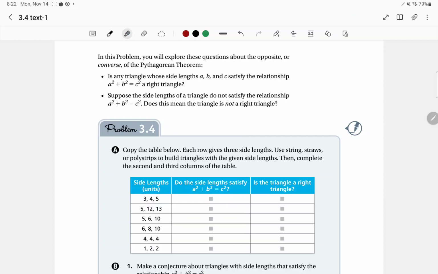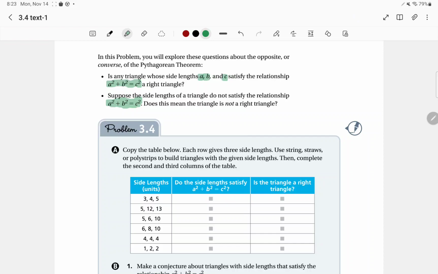Question number 1 is, if you have a triangle whose lengths a, b, and c satisfy that relationship, is it always and forever a right triangle? We're going to be looking at that question. And then suppose the side lengths of a triangle do not satisfy this relationship. Does that mean there's no possible way that it can be a right triangle? We're going to try to answer that question as well.